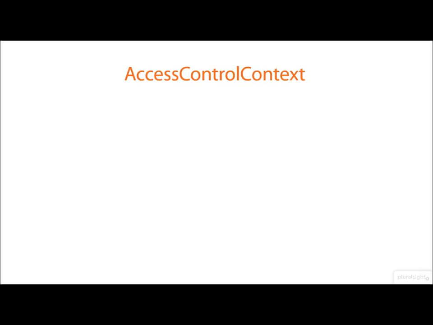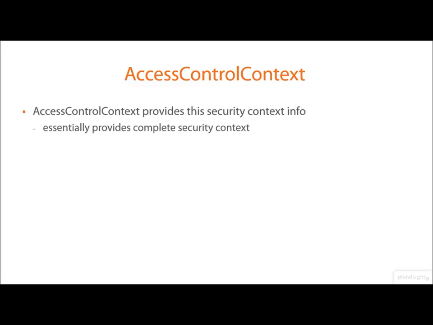So to do this, we use something called an access control context. And in fact, this is what the underlying JRE uses all along. The access control context provides security context information. It essentially gives us back the complete security context. So if we're on a given thread in a given stack frame and we ask for the access control context, what we'll get back from this is the complete security context for where we are currently. So where we are in the stack frame, where we are inside the call.